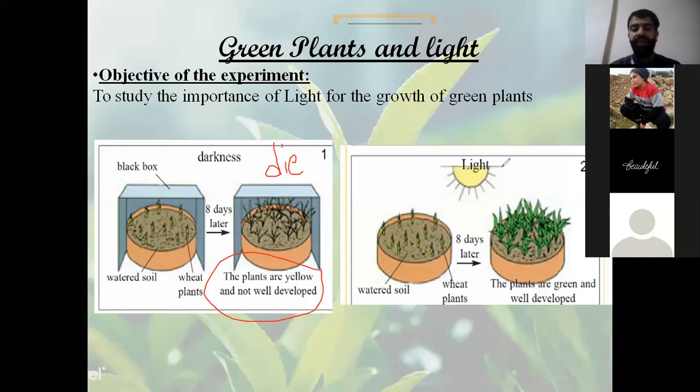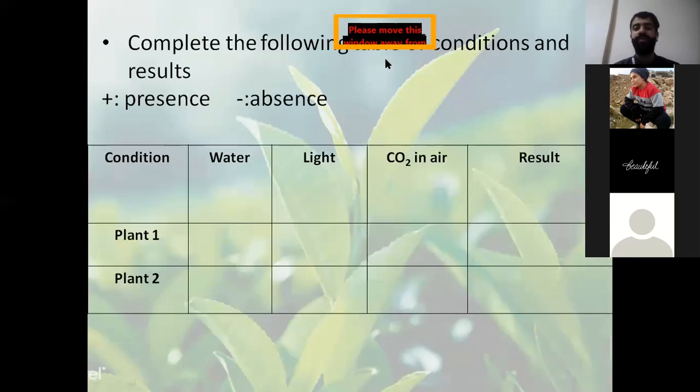So this is the importance of light. Light is important for the growth of the green plants. In the presence of light, they grow normally. In the absence of light, they don't grow normally and they are not well developed. So here you have to draw the table of condition. Complete the following table of condition. Whenever you have this, you have to copy it on your copybook and then complete it, and you don't complete it on the question sheet itself.